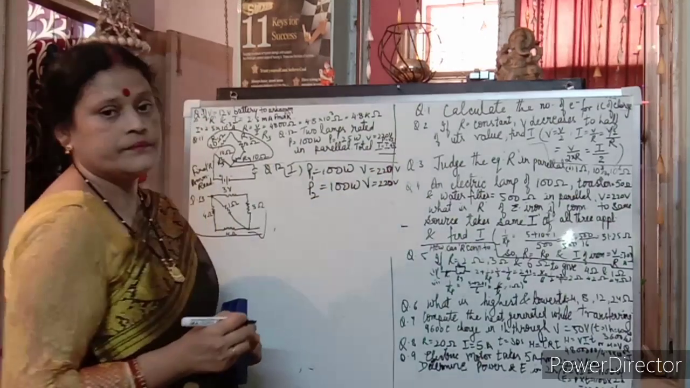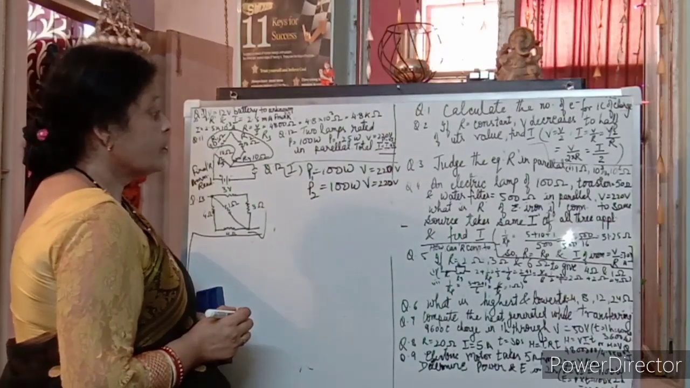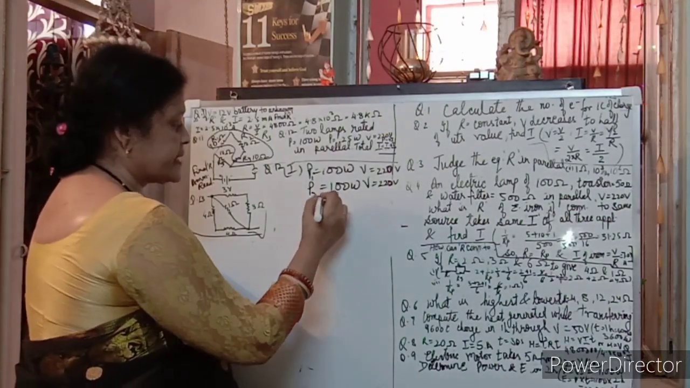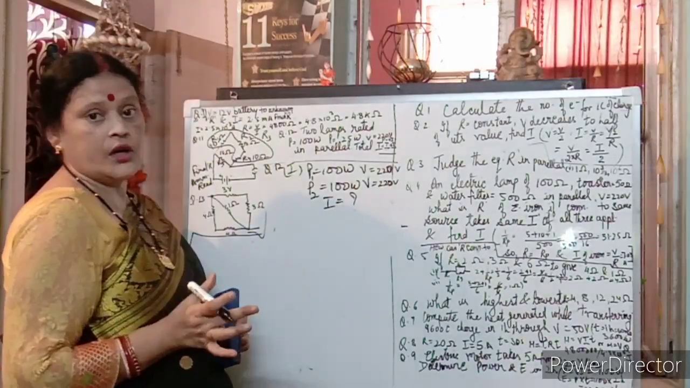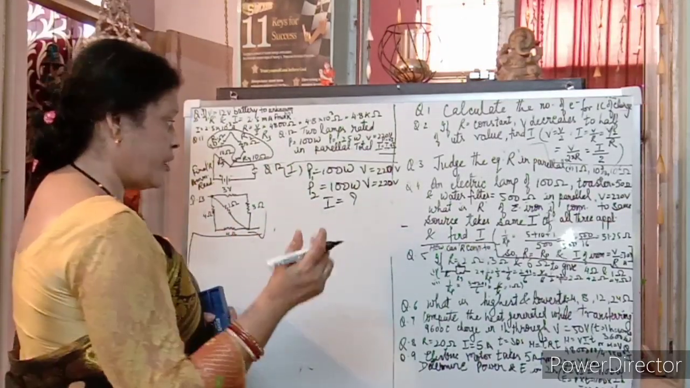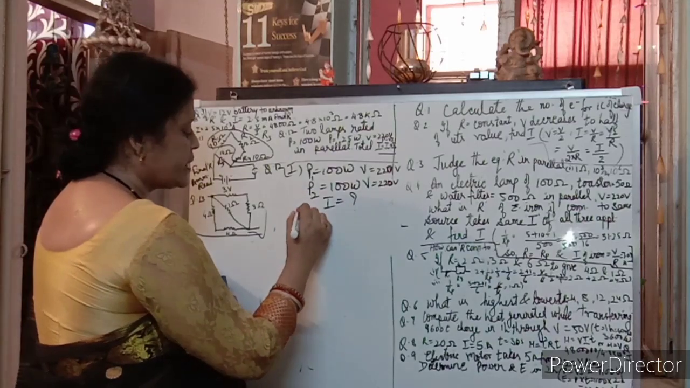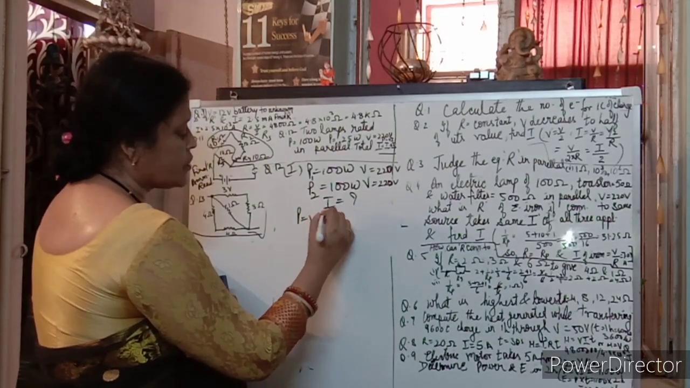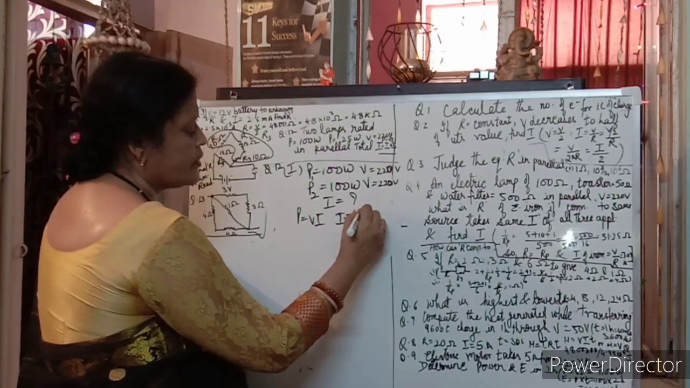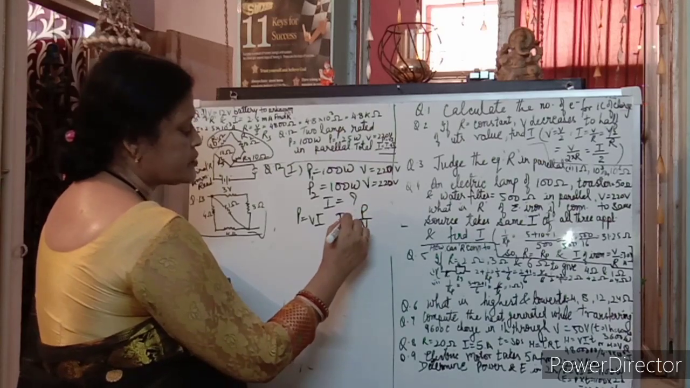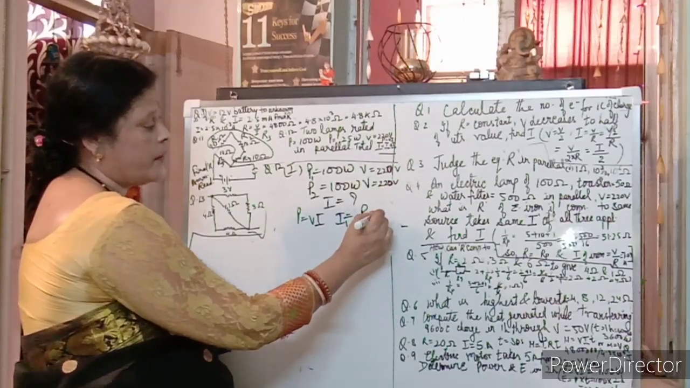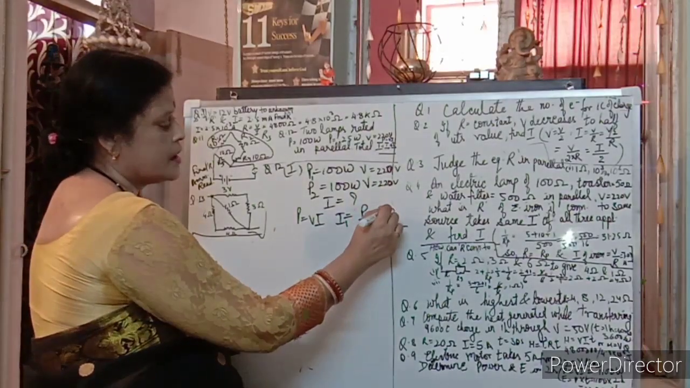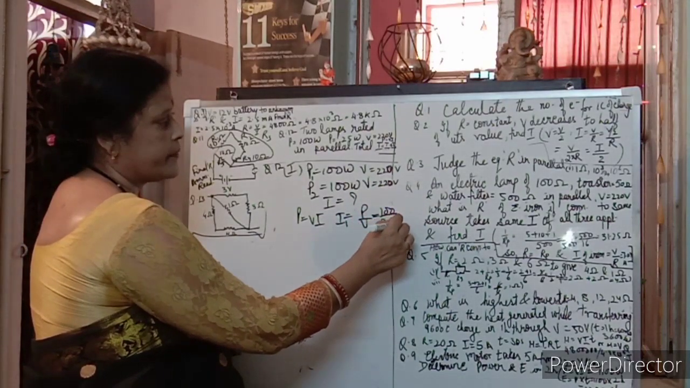220 volt. Clear, students? Now find the total current. This is how you will approach your numerical. Now the formula we all know: P is equal to VI. So I is equal to P upon V. So first you find I1, that is power given 100 upon 220.